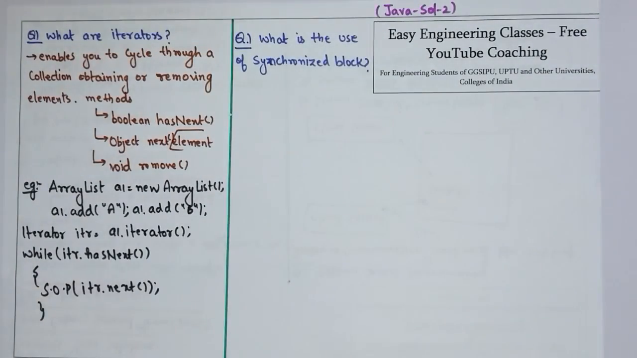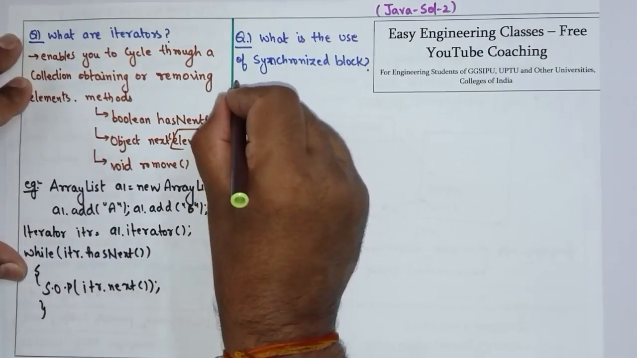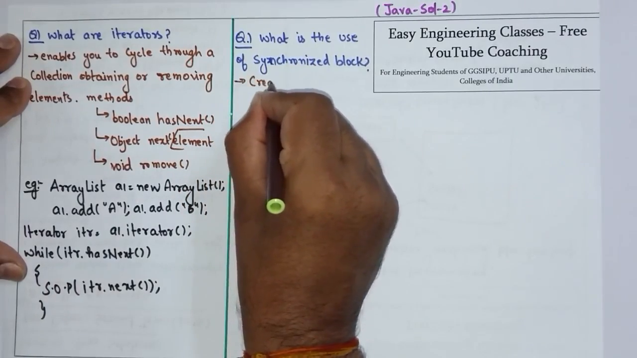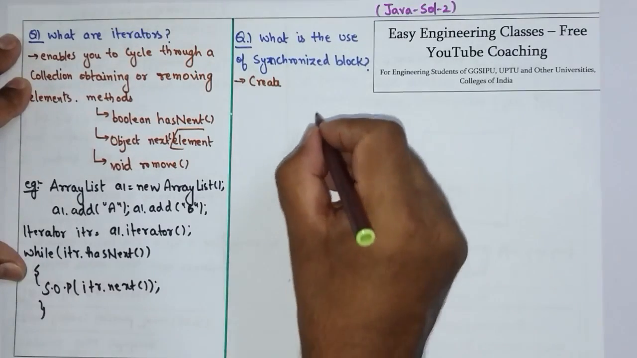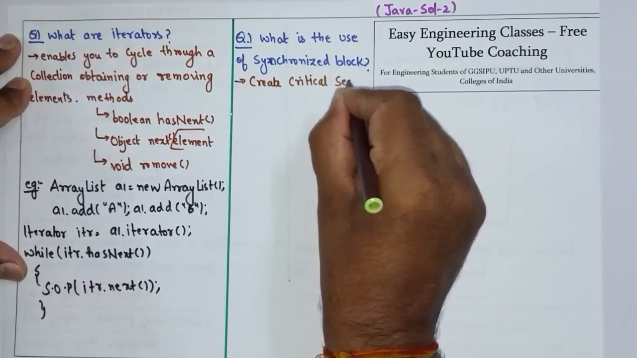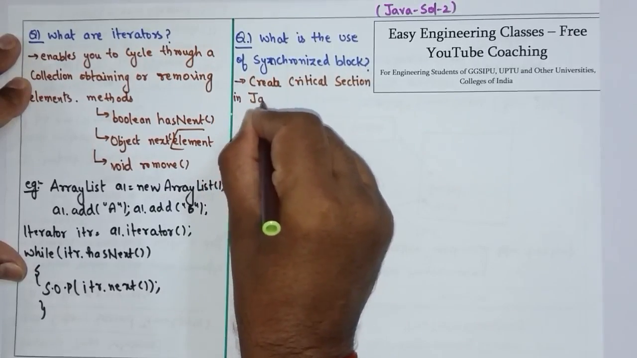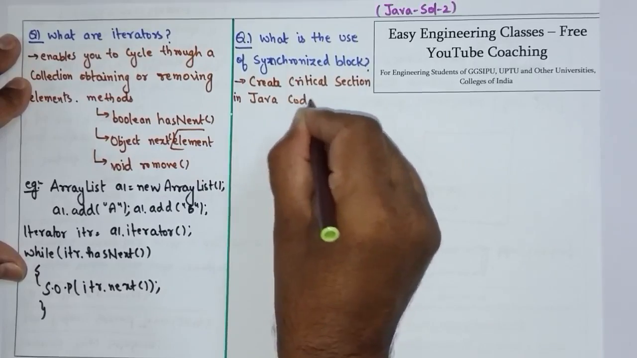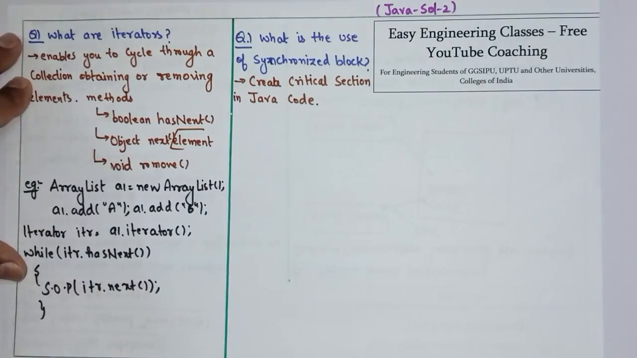The next question is related to the multi-threading topic of Java. The question is, what is the use of synchronized blocks? So synchronized blocks are used to create critical sections in Java code. So with the help of synchronized blocks, you can create critical sections.